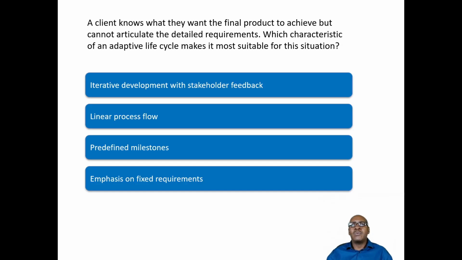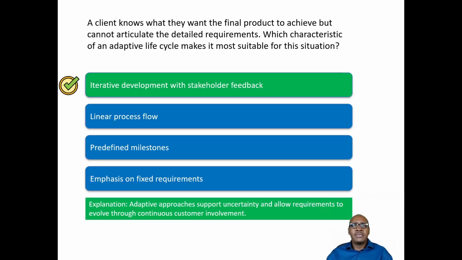A client knows what they want the final product to achieve, but cannot articulate the detailed requirements. Which characteristic of an adaptive life cycle makes it more suitable for this situation? So we leave you to select the best or the most appropriate response here, and then we will explain our answer. So the most appropriate response here would be iterative development with stakeholder feedback. Why? Adaptive approaches support uncertainty and allow requirements to evolve through continuous customer involvement.